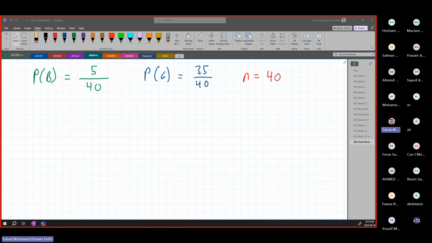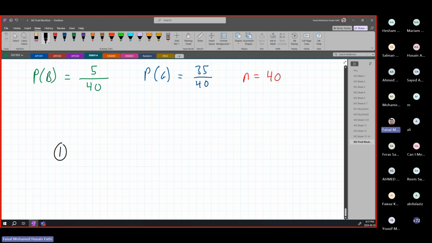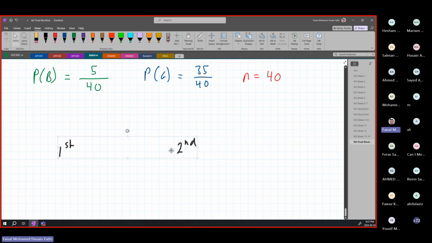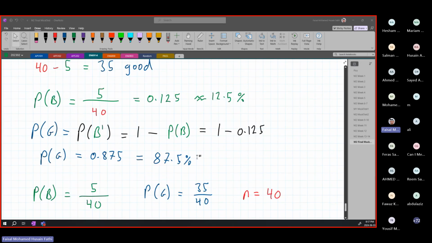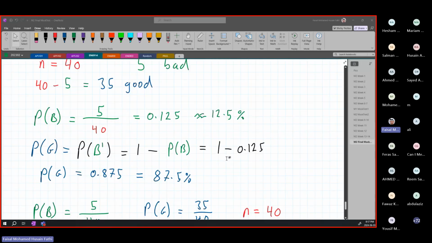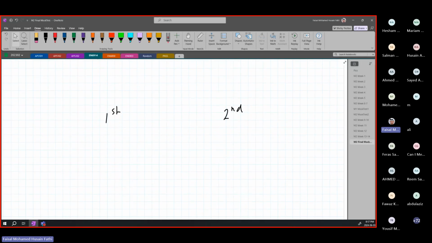So again, the question wants us to have two choices. So we're going to be selecting the first selection, and then we're going to have a second selection. All right. Let me put them a bit more in the middle, like this. So we're going to have a first selection, and then a second selection. And what is the probability we're trying to find of having one defective component? What does that mean?